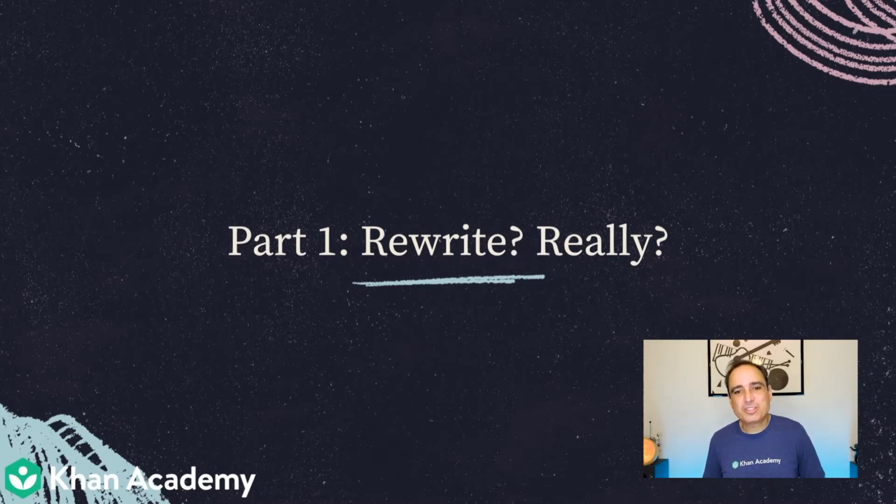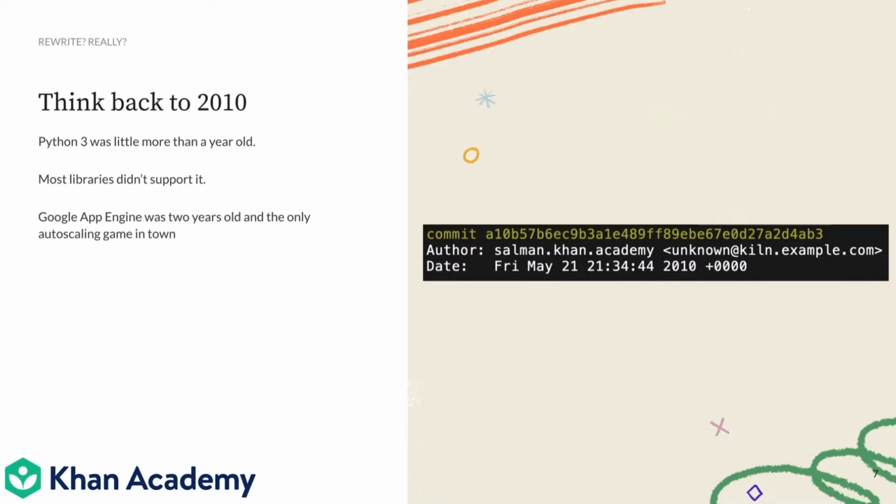So why did we have to do it? To answer that question, we need to go back in time to 2010. And in 2010, Python 3 was still very new. It was around a year and a half old, I think, at about the time of this commit that you see here. And that's not very old. Most of the libraries hadn't converted yet. There wasn't much available for Python 3.